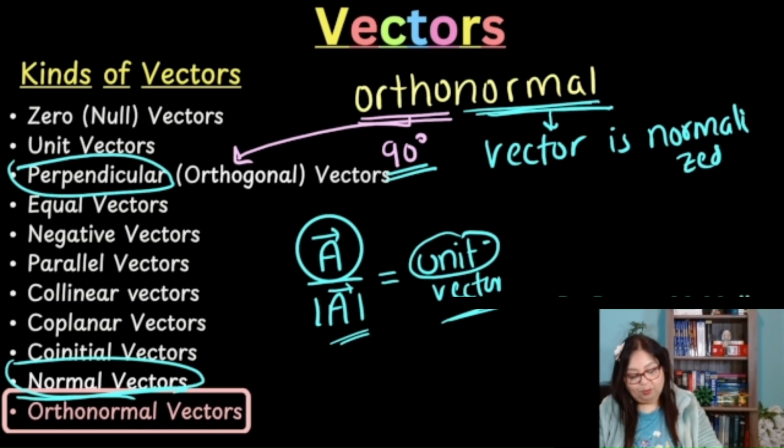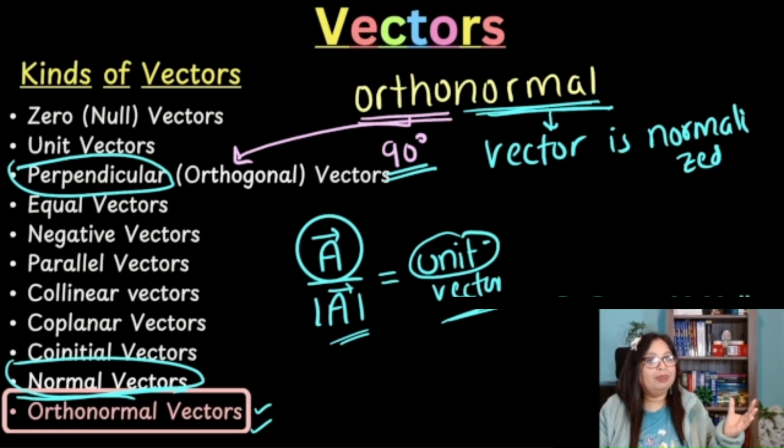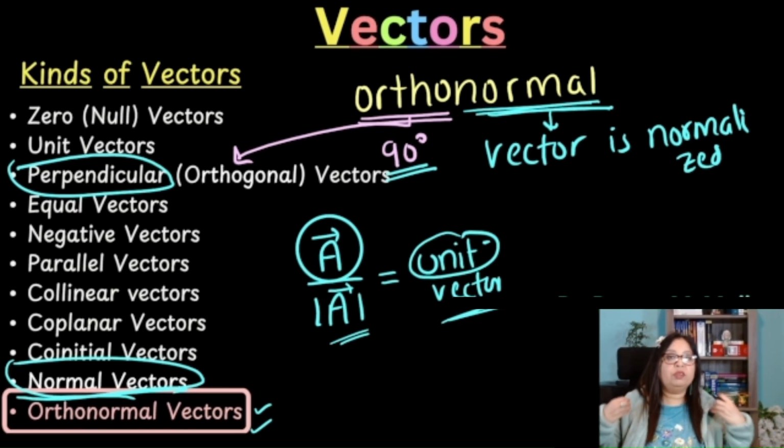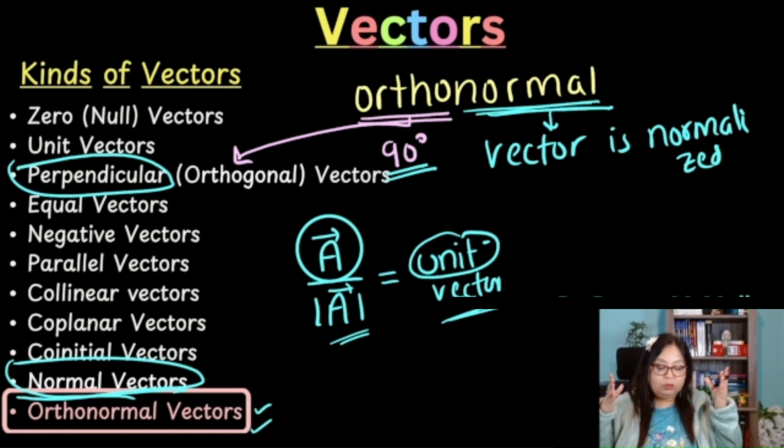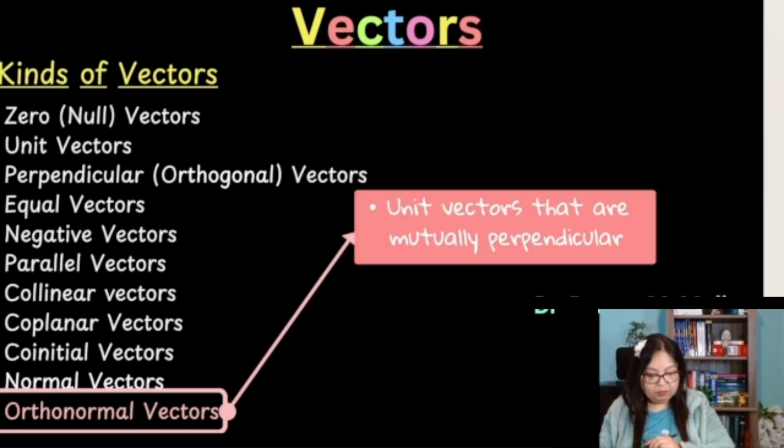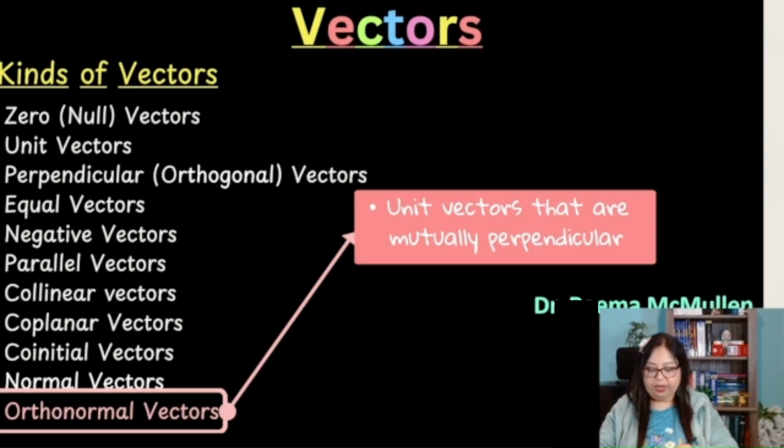I know this is probably beyond what you need to get into here, but some of you might be very, very interested in physics. You might love physics so much that I want to give this to you. I do not want to deprive you of what you could be learning here. Here we go. Unit vectors that are mutually perpendicular. So here you go. Congratulations.